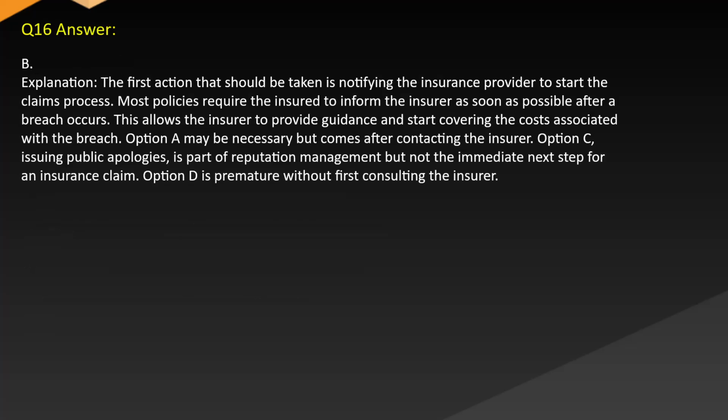Answer B. Explanation. The first action that should be taken is notifying the insurance provider to start the claims process. Most policies require the insured to inform the insurer as soon as possible after a breach occurs. This allows the insurer to provide guidance and start covering the costs associated with the breach. Option A may be necessary but comes after contacting the insurer. Option C, issuing public apologies, is part of reputation management but not the immediate next step for an insurance claim. Option D is premature without first consulting the insurer.